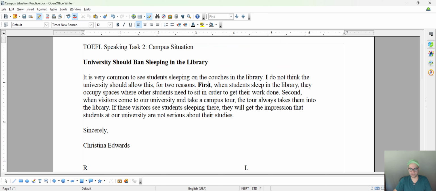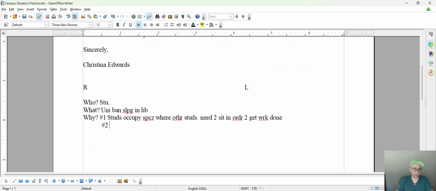So what's the second reason here? Second, okay, they made it really apparent. This is the easy one. When visitors come to our university and take a campus tour, the tour always takes them into the library. This isn't really the reason. It's related to it. Be patient. If these visitors see students sleeping there, they will get the impression that students at our university are not serious about their studies.